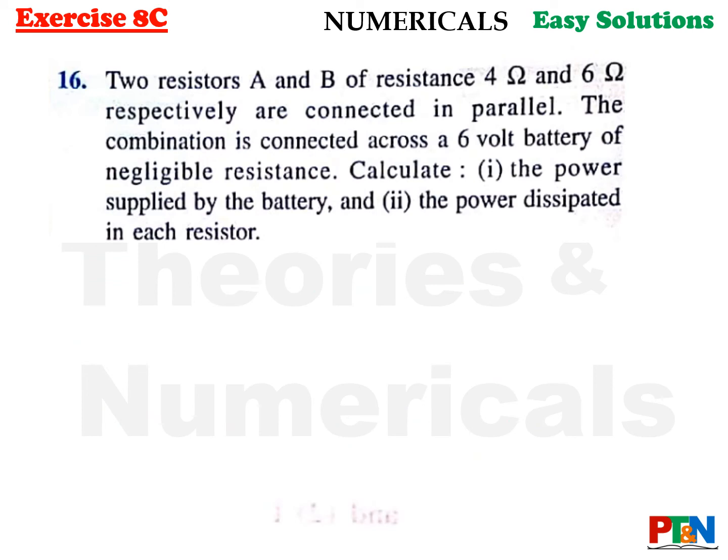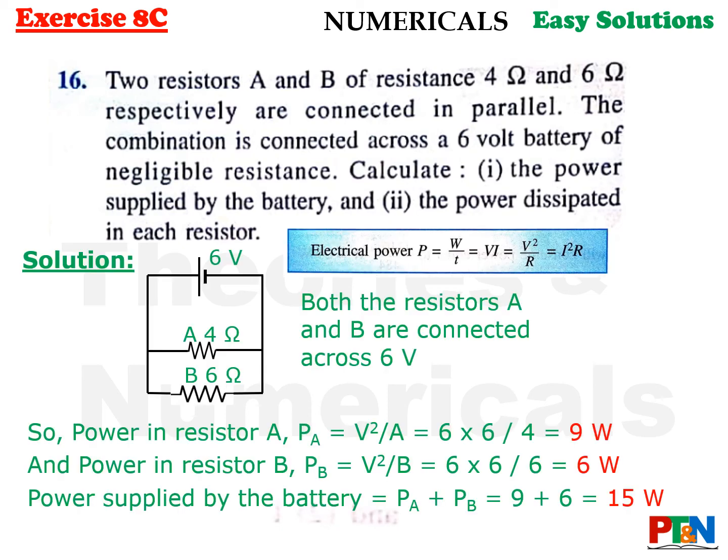Next one. Two resistors A and B of resistances 4 ohm and 6 ohm respectively are connected in parallel. The combination is connected across a 6-volt battery of negligible resistance. Calculate the power supplied by the battery and the power dissipated in each resistor. Let's look at the solution. First, understand the circuit. This is the circuit diagram. 6-volt battery, two resistances in parallel, A and B.